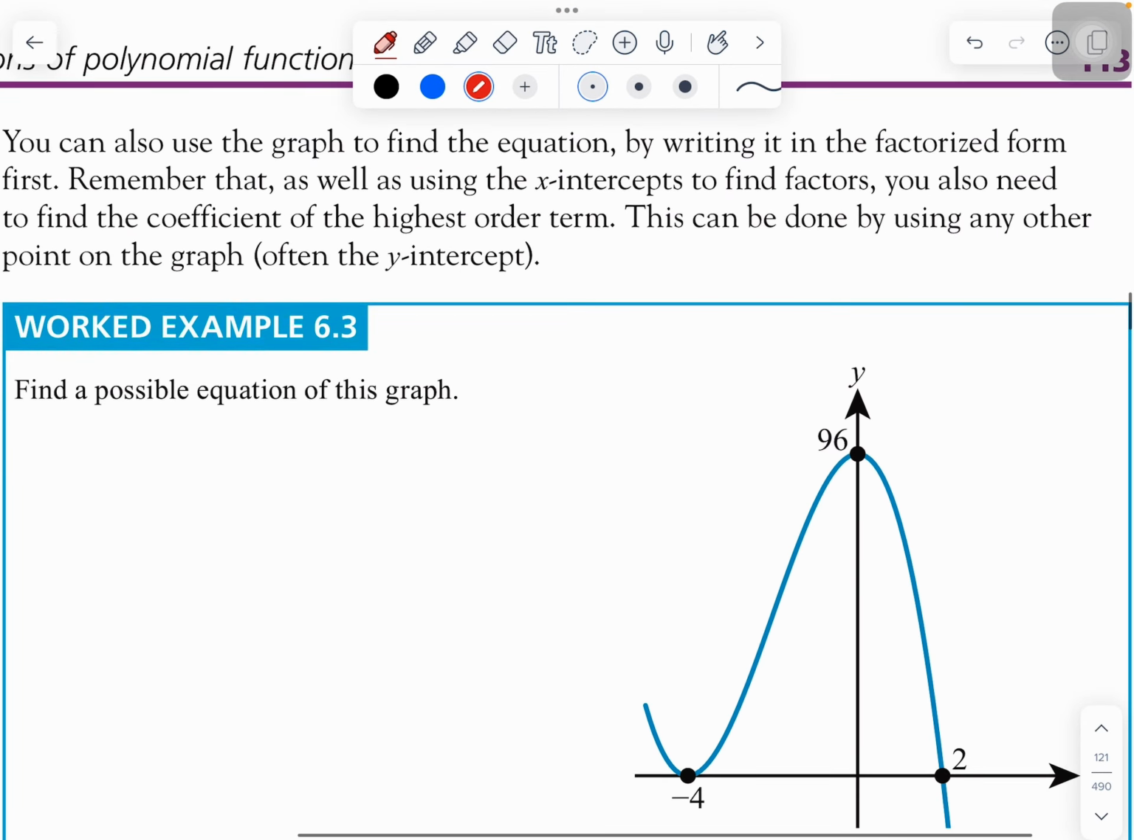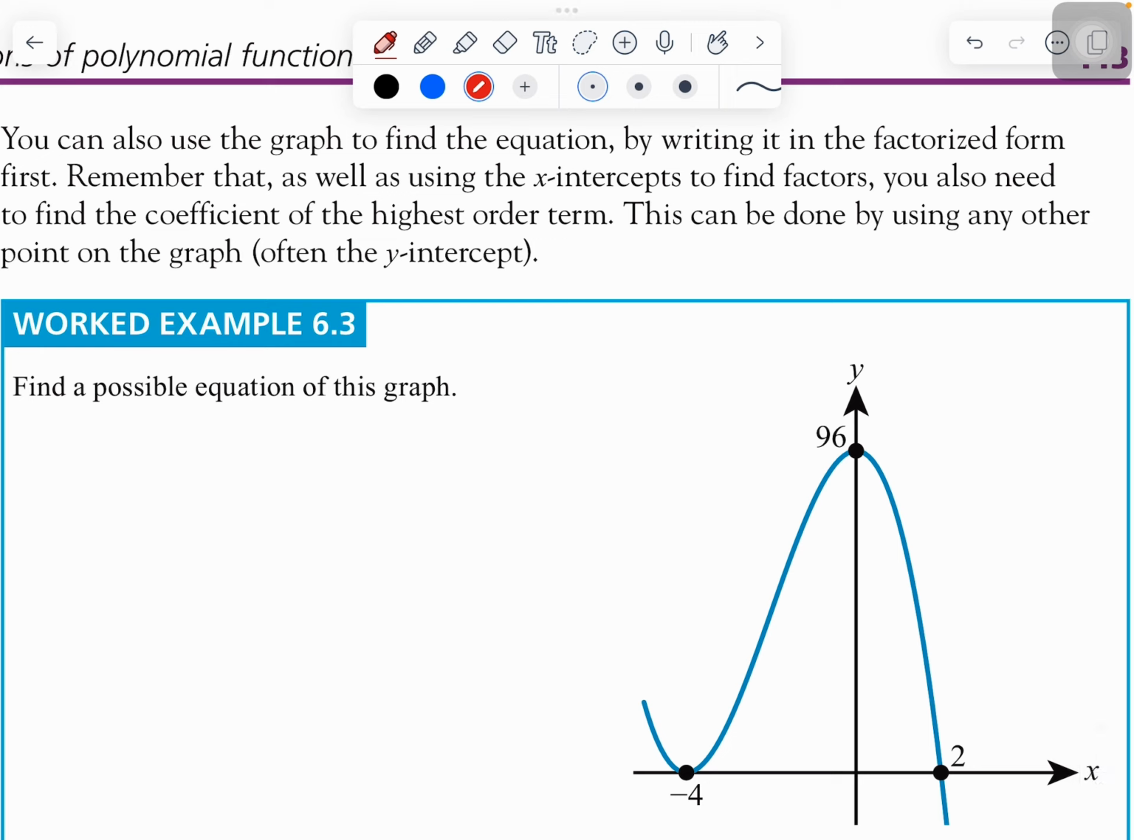And this one, possible equation of this graph. Okay, there are two x-intercepts, 2 and negative 4. 2 crosses smoothly, meaning without any hesitating, and negative 4 is touching. So from the graph alone, we don't know the leading coefficient yet. It must be negative, but we don't know the real number yet. So let's just call it a. And x minus 2, which is 1, x plus 4 squared, which is 2.